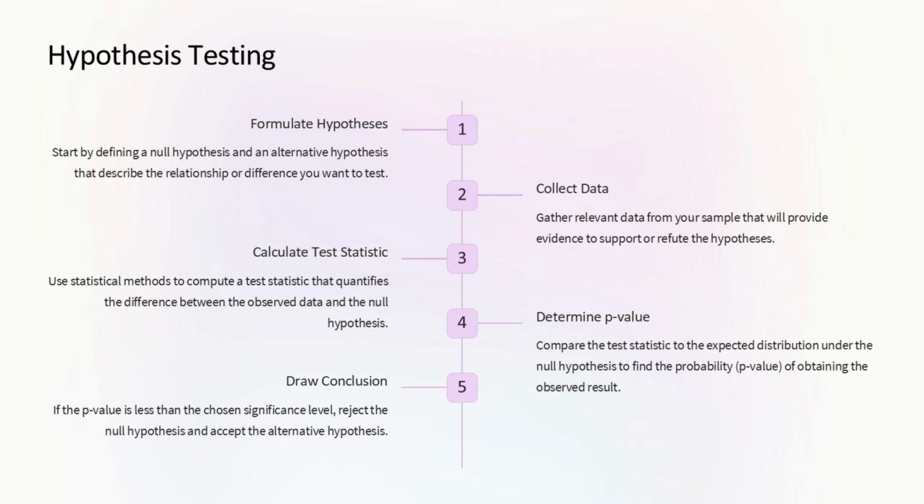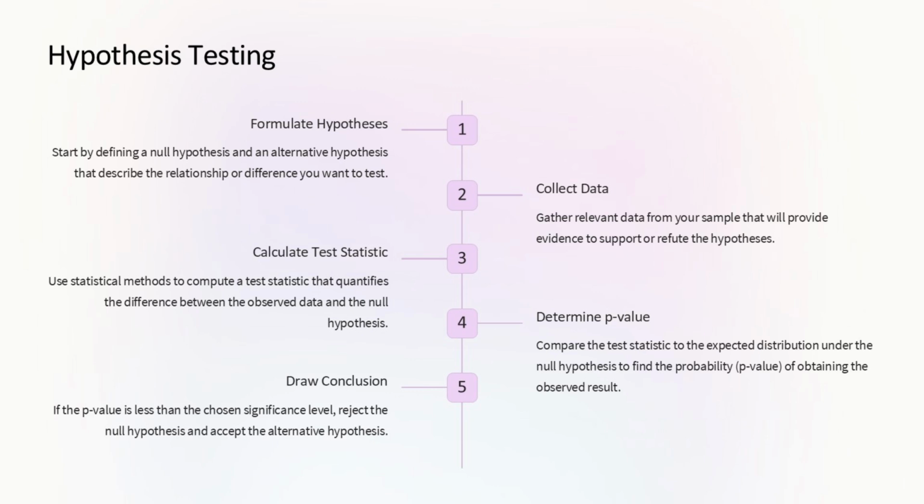Hypothesis testing is a statistical method for evaluating whether a particular claim or hypothesis about a population parameter is likely to be true. We start by defining a null hypothesis, H0, and an alternative hypothesis, H1, that describe the relationship or difference we want to test. Next, we collect relevant data from a sample that will provide evidence to support or refute the hypotheses.